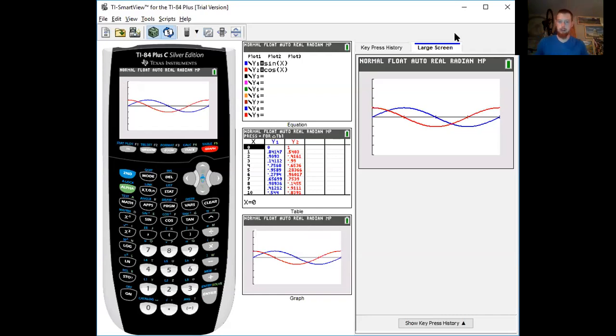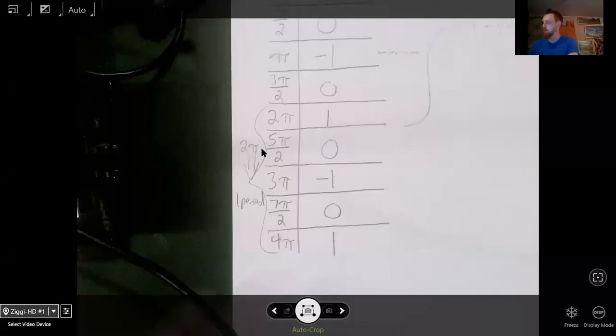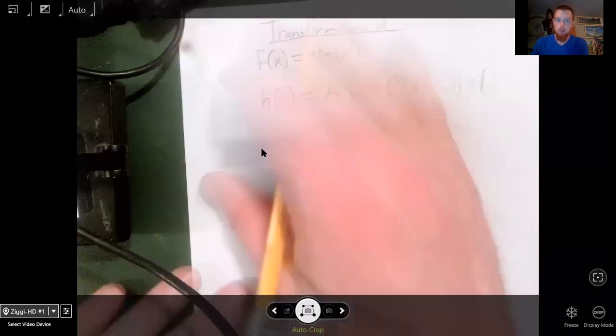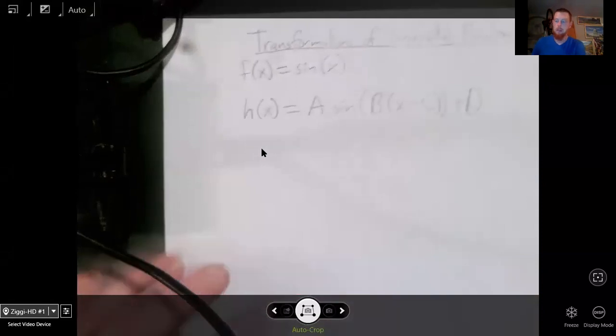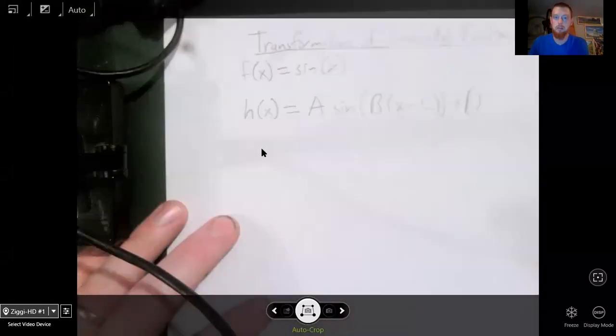Okay, so we're going to shift gears a little bit now, and we're going to talk about how to do transformations of these sinusoidal functions. So the sinusoidal function that we started with is f of x equals sine of x.